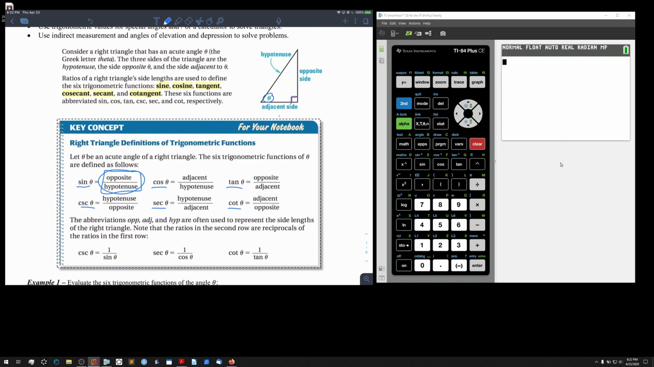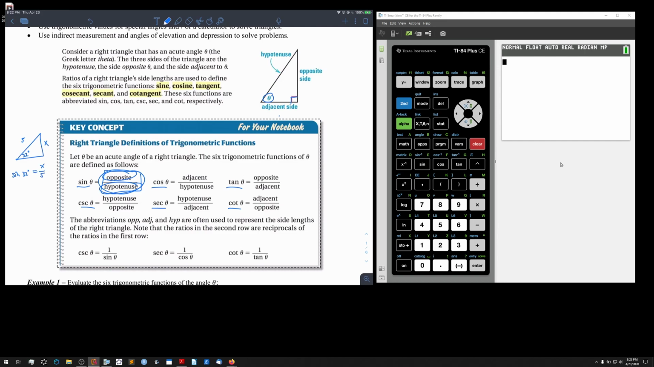Let me do a quick example. If you have an angle of 32 degrees here, and this side length is 5, and you ask, what is the sine of 32 degrees? You'll find out the length of this side. Well, let's figure it out. Let's say it's x. Sine of 32 is, according to this, opposite over hypotenuse, so it's x over 5.